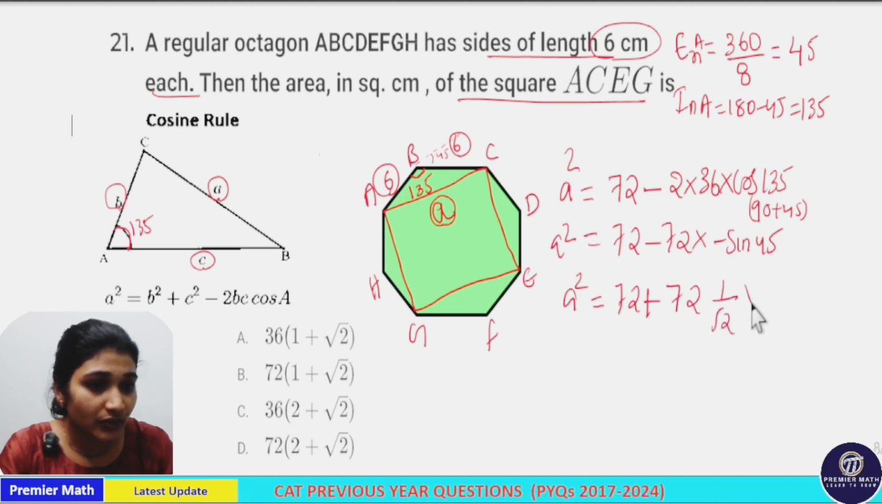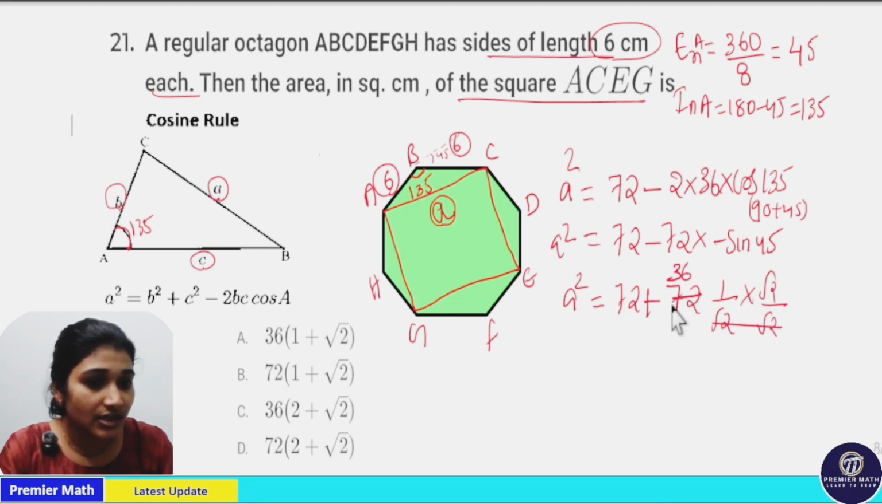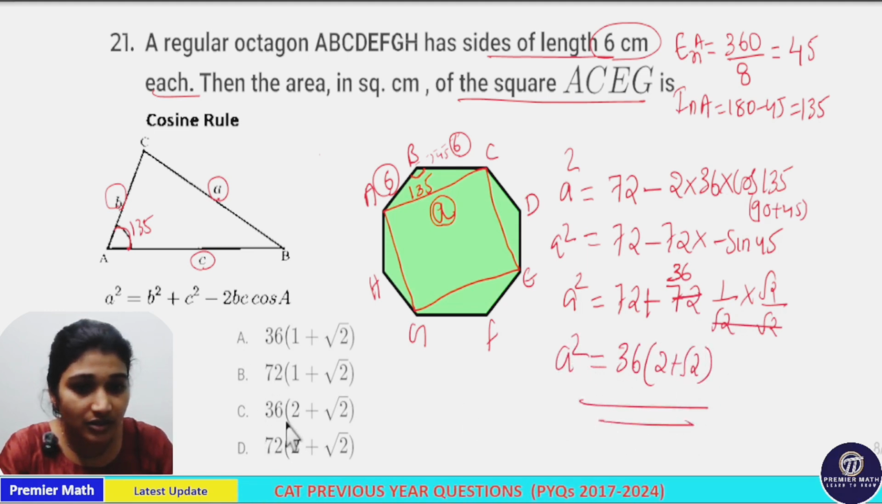Now to remove root 2 in the denominator, multiply by root 2 by root 2. So root 2 into root 2 is equal to 2. 2 goes 36 times in 72. So this is equal to 72 plus 36 root 2. So take 36 outside. 36 into 2 plus root 2 is equal to A square. So option C is your answer.